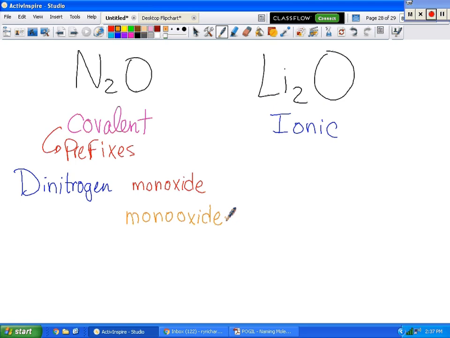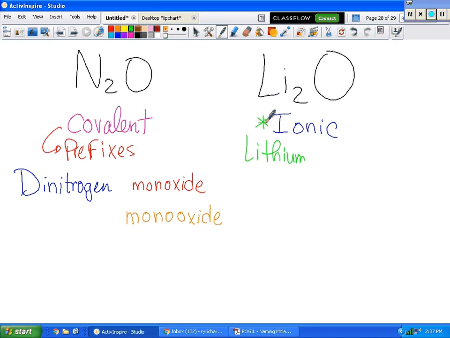Okay. Now over here in ionic, remember we never have prefixes. So what is this Li? It's just lithium. Now again, why will it not be lithium monoxide? This is the key right here, and I'm telling you right now.